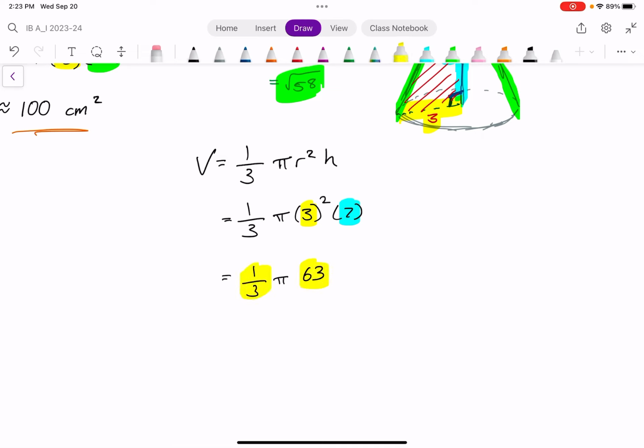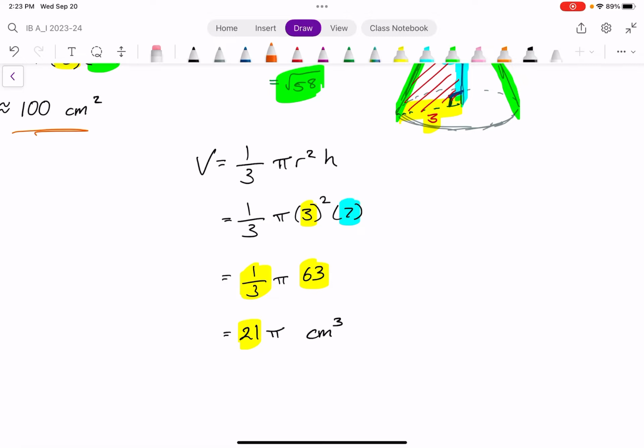63 times 1/3, same as 63 divided by 3, which is exactly 21. So I have 21 pi. That there, 21 times pi, is what we call an exact value, because if I change this to a decimal, it's no longer exact. Remember, pi is not exactly 3.14, pi is approximately 3.14, and no matter how many decimals you have, it's never exact. And so this is my exact answer for volume once I put the units, which is centimeters cubed.